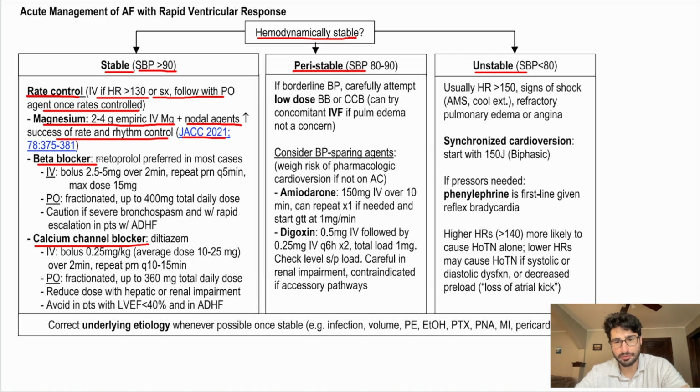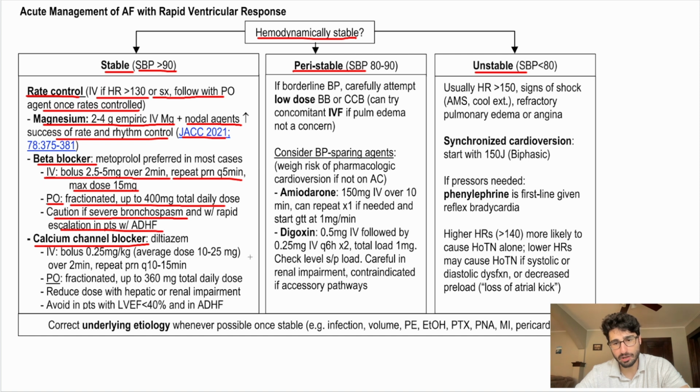Metoprolol, which is a beta blocker, is preferred in most cases. It is administered as an IV bolus of 2.5 to 5 milligrams over 2 minutes, repeated every 5 minutes as needed up to a maximum dose of 50 milligrams. Once stable, patients may be transitioned to oral metoprolol up to 400 milligrams daily in divided doses. However, beta blockers should be used with caution in patients with bronchospasm or acute decompensated heart failure.